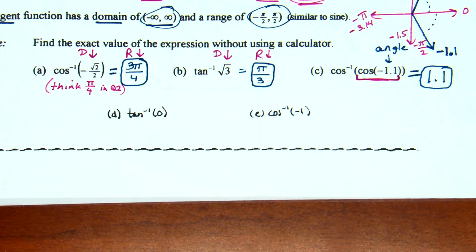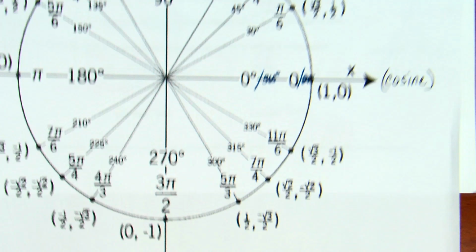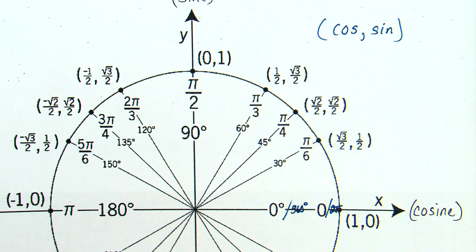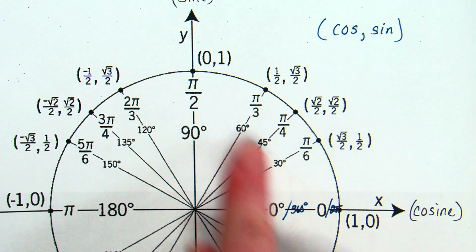The quadrantal angles, right? 0, 90, 180, 270, 360, or what we should more appropriately say, pi over 2, pi, 3 pi over 2, 2 pi, right? Now, tangent. When we look at these ordered pairs on here, they're cosine, sine, right? So here I have a cosine value, a sine value. A cosine value, a sine value.